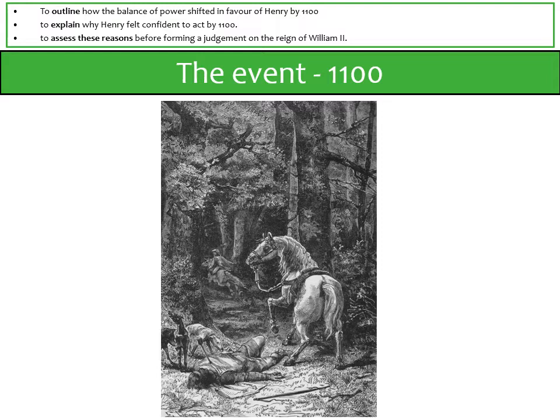So, as I say, just to summarise, on the 2nd of August 1100, William Rufus is killed, either intentionally or unintentionally, in the New Forest by a gentleman called Sir Walter Tyrrell. What happens after is that Henry quickly moves and crowns himself King Henry I. But what we do need to think is, well, why are we only talking about Henry and William in 1100?